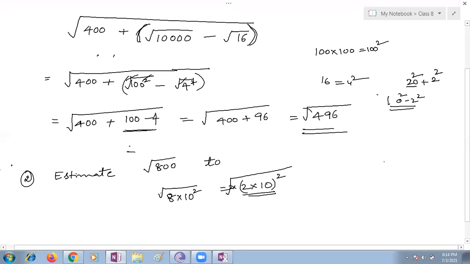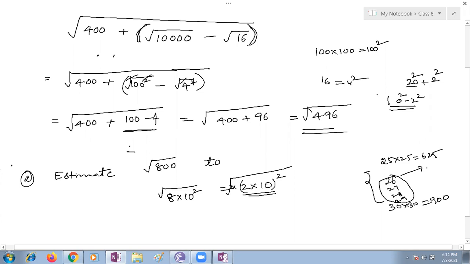What are the nearest squares? Suppose 625. 25 times 25 is 625. 30 times 30 is 900. In between, what are those, 26, 27, 28 and 29? You have to get it from these numbers only. But what is 26 square, children?